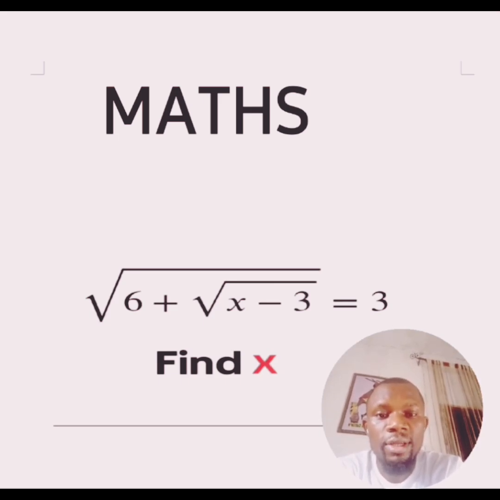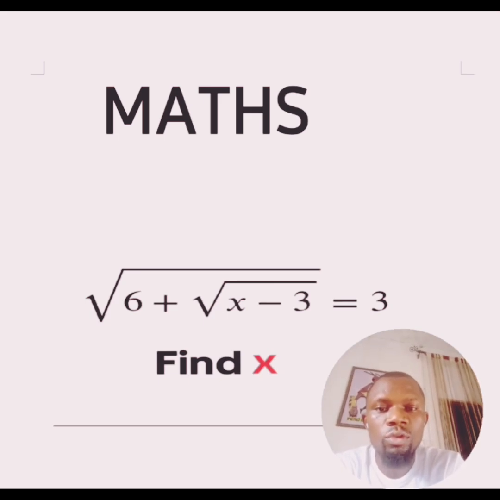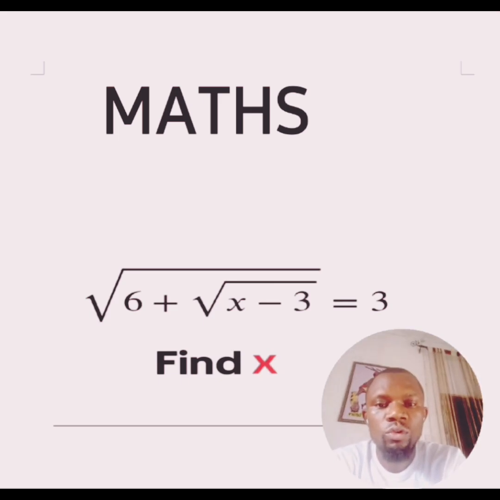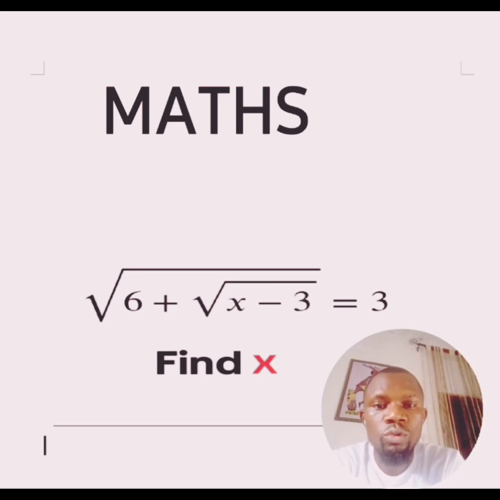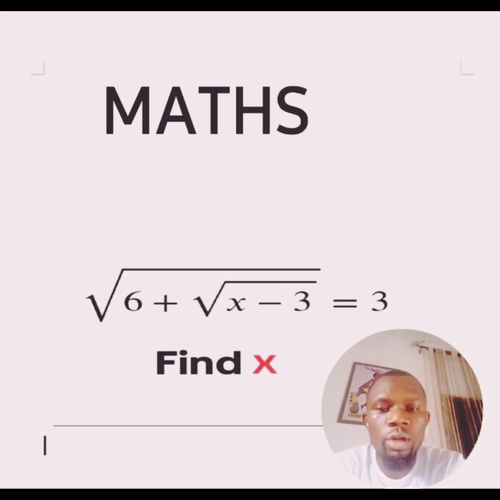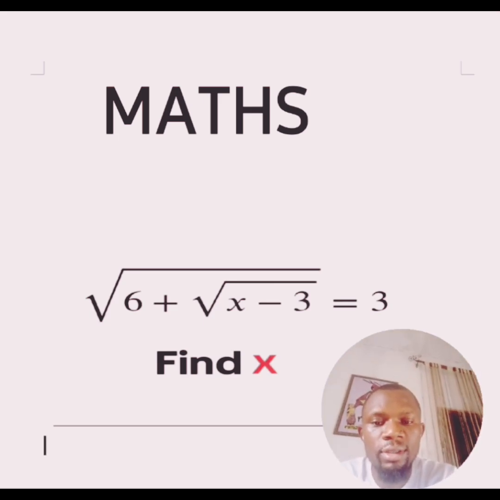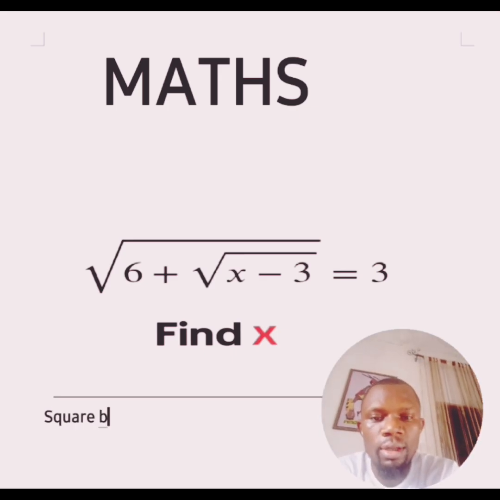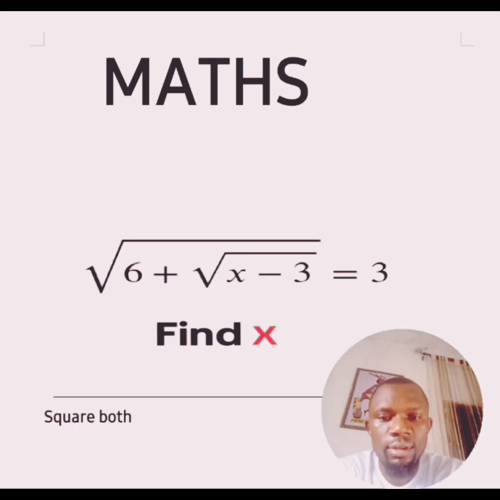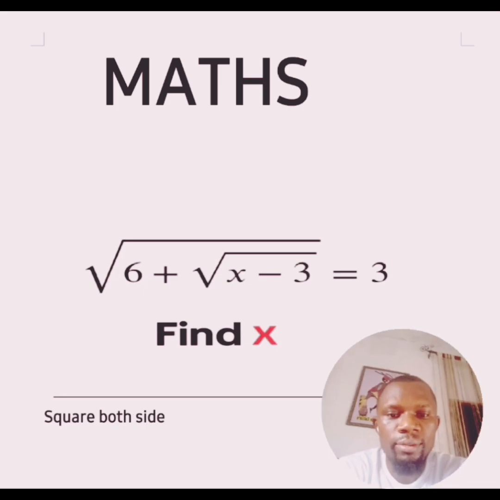Okay, it's very easy. The first thing you need to do is eliminate, cancel the square roots. How will you do that? You have to square both sides. When you do that, the first square root will go. You now need to square both sides again, and the second square root will go. Let's try it and see. Square both sides.